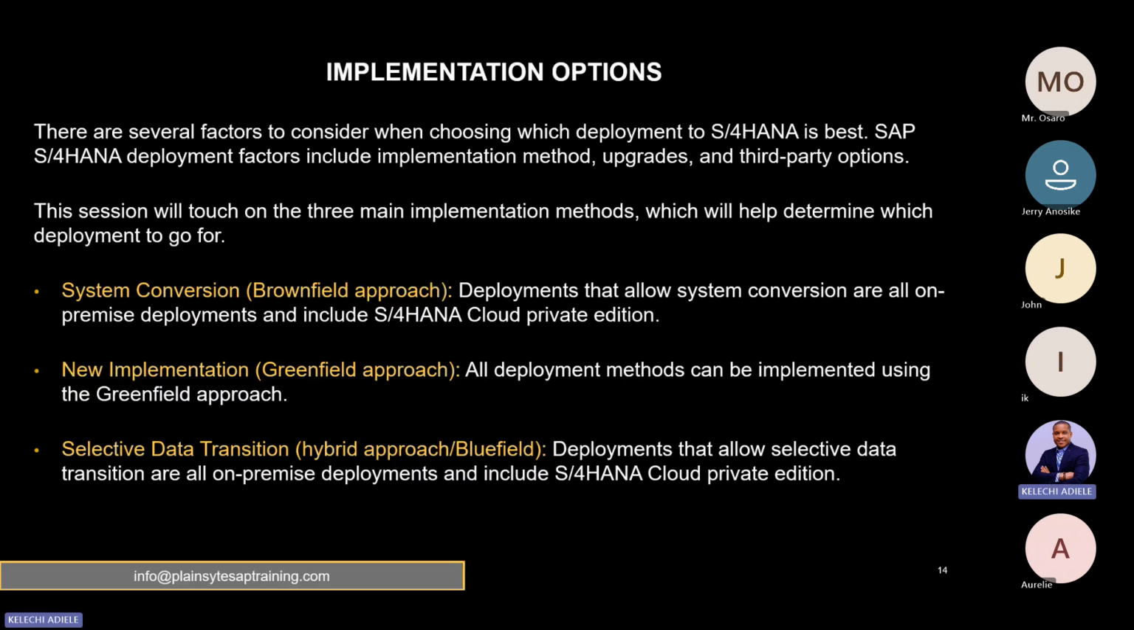Now, for implementation options, remember, we have deployment options, which is on-premise and cloud. In cloud, we have private and public. What we're looking at now is implementation options. For implementation options, we have three options to implement SAP. One is called the brownfield approach. Two is called the greenfield approach. And three is called the hybrid or bluefield approach.